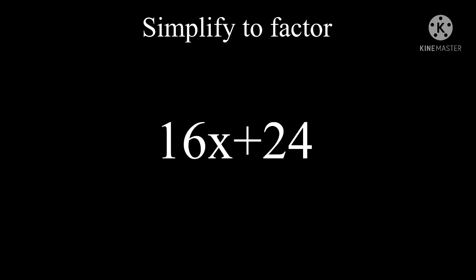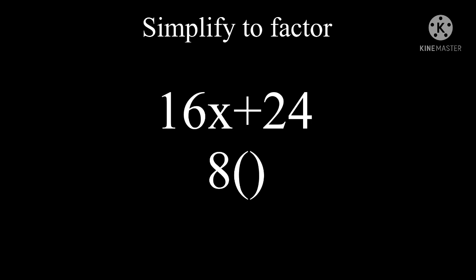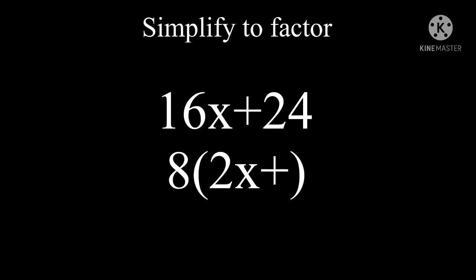Sometimes we will need to simplify the first term to be able to factor the equation. 24 is not divisible by 16, but 8 is. So if we divide 16 by 2, we get 8. So we can put x as 2x as our second term. And 24 is divisible by 8. So 24 divided by 8 is 3.